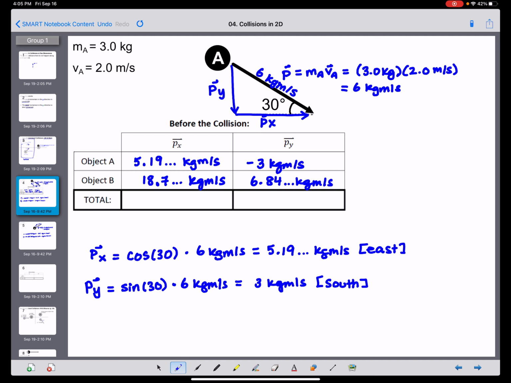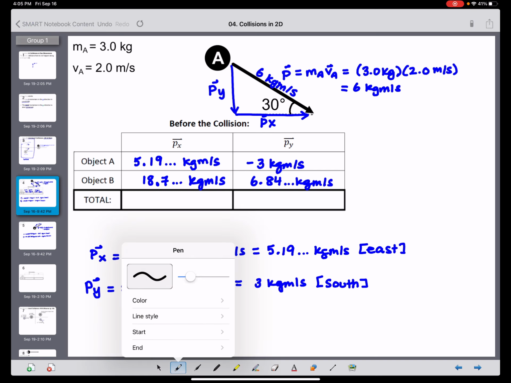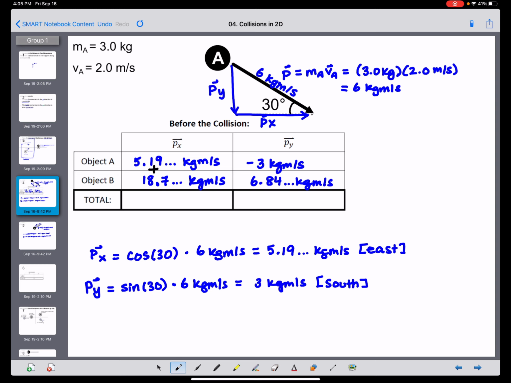Now, because we care about total momentum, when we're talking about conservation of momentum, it's never the momentum of an individual object, it's always the total momentum for the whole system, or in other words, the total for both objects together. So we need to add our two x components together to find the total in the x direction. When we do that, we should be getting 23.99. Then we're also going to add our two y components together. Don't forget the negative in front of the 3. That's going to give us 3.84. So that is our before table filled in.